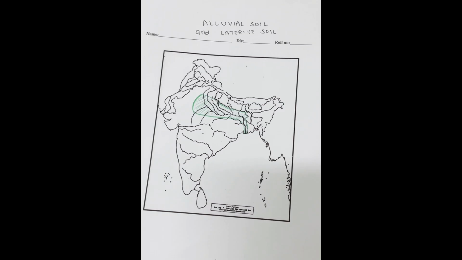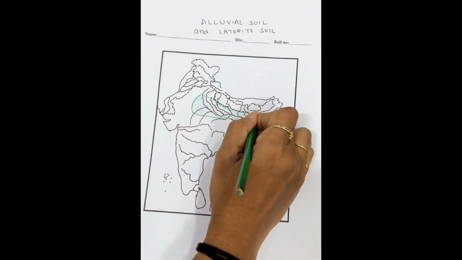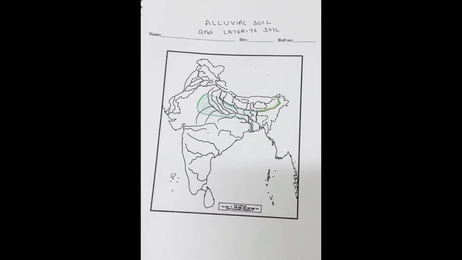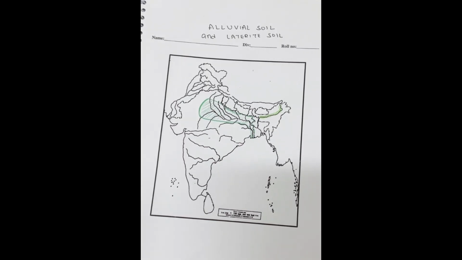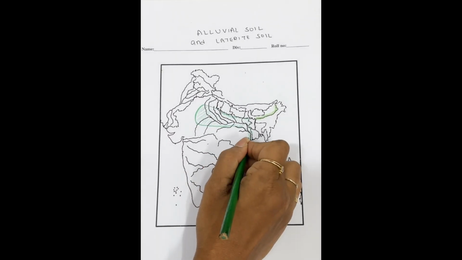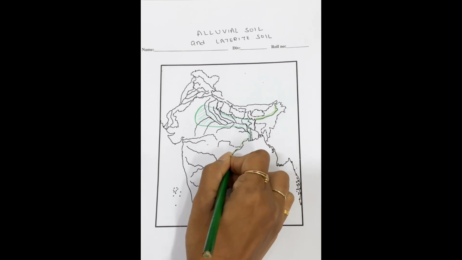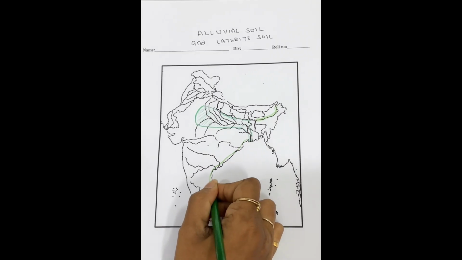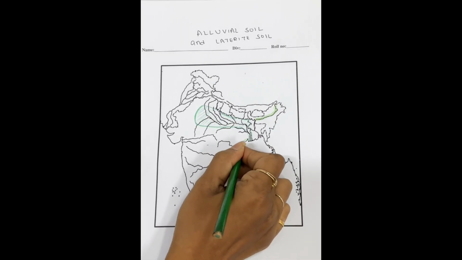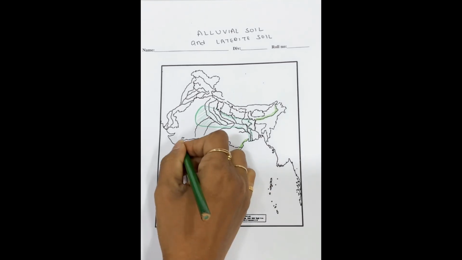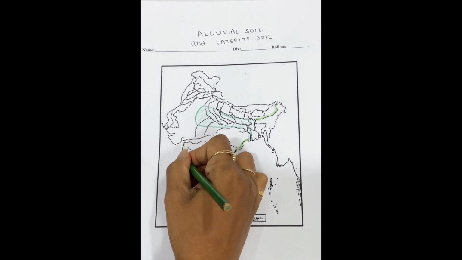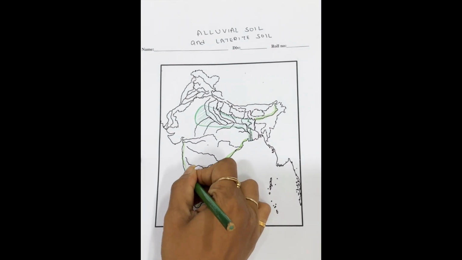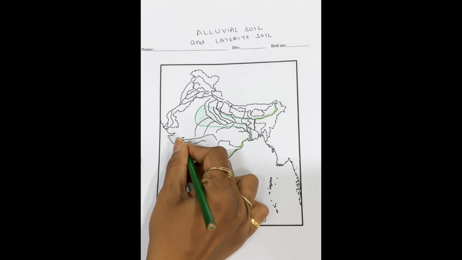Now, if they say mark alluvial soil in east, it is on the river basin of Brahmaputra. Then, alluvial soil in south, which is also coastal alluvial. So there is coastal alluvial on east coast and there is coastal alluvial on west coast.